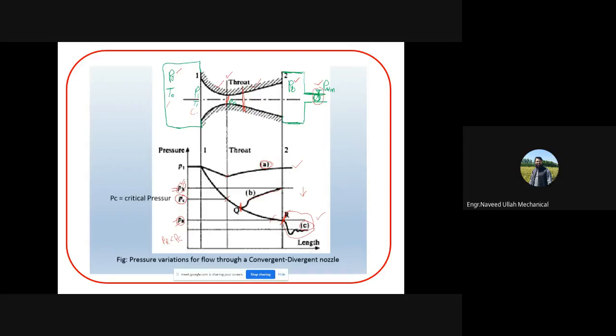Here the velocity becomes sonic velocity, but after that, since the pressure drops in this diverging section, due to that pressure drop the velocity further increases and it goes beyond this sonic velocity, and that is your supersonic velocity. But after that, let's say after passing this point, it decreases, and at exit you are having less velocity or subsonic velocity.